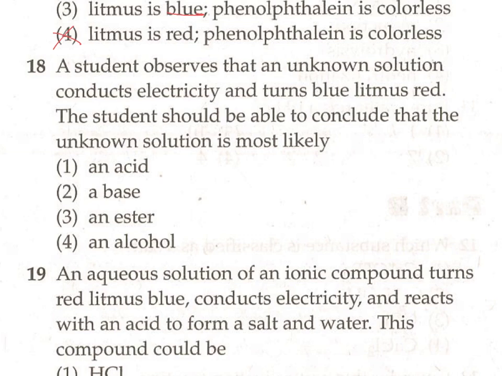Next one, a student observes an unknown solution conducts electricity, turns litmus red. Don't worry about the starting color of litmus, worry about the ending color. If litmus turns red, that means the pH is low, so that would tell us that it's an acid.